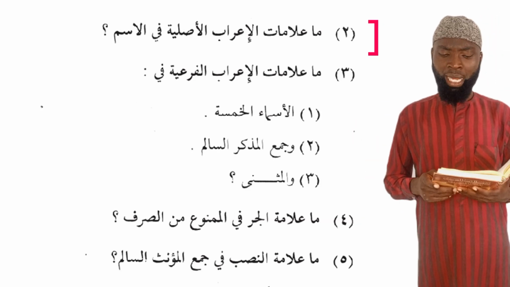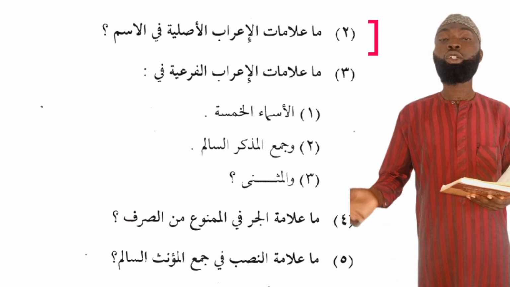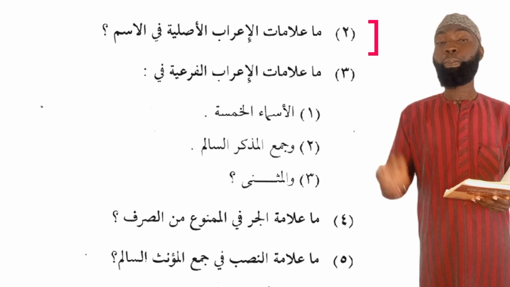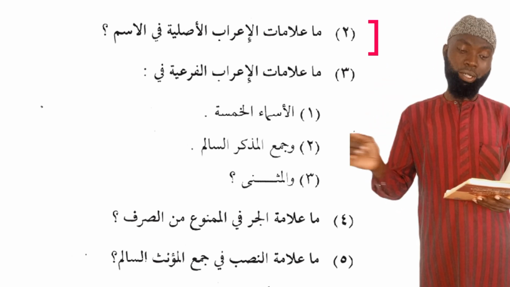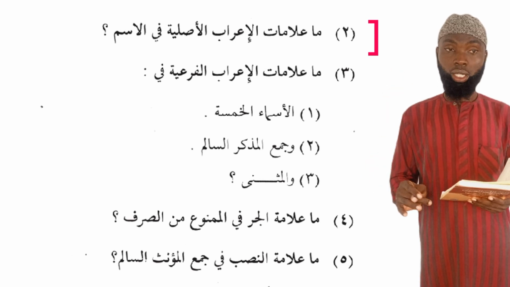Number two, we have ma alamatul i'rab al-asliya fil ism. What are the signs of declension in noun? We say al-i'rab al-asliya, the primary signs of declension are ad-dumma wal-fatha wal-kisra. Al-alamatul i'rab al-asliya fil ism ad-dummatu wal-fathatu wal-kisra.